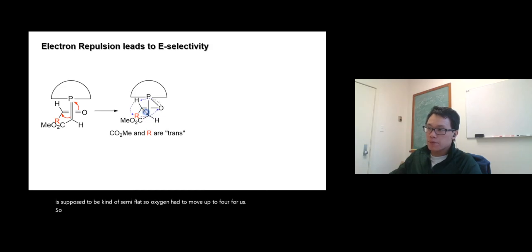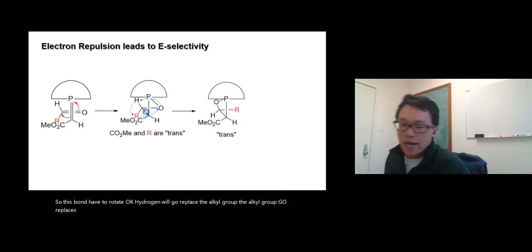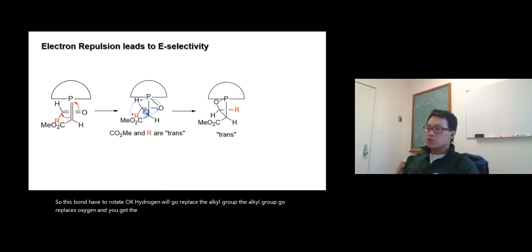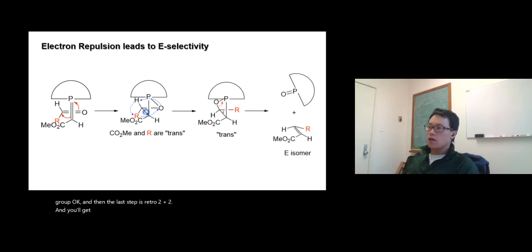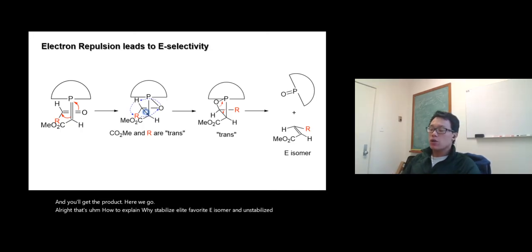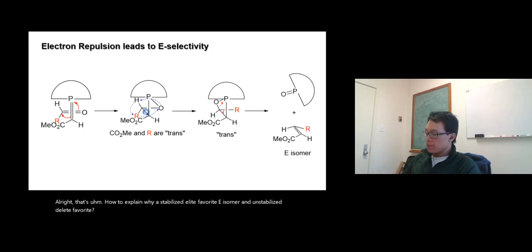So this bond has to rotate. Okay, hydrogen will replace the alkyl group. The alkyl group replaces oxygen, and you get E isomers. It looks kind of trans to the electron withdrawing group. Okay, and then the last step is a retro [2+2], and you get the product. Ta-da! Here we go, E isomer. All right. That's how to explain why stabilized ylide favors the E isomer and unstabilized ylide favors the Z isomer.